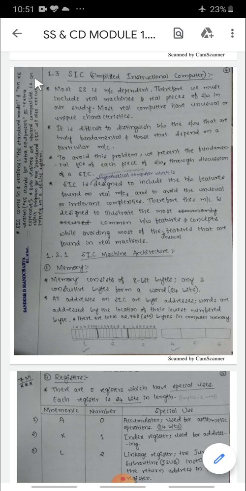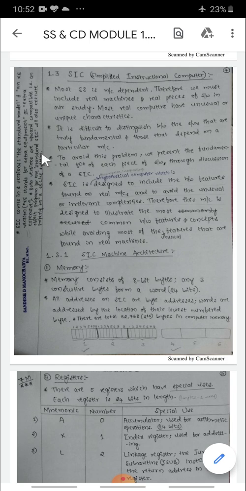Upward compatible is nothing but any object program, or any translated program converted from high level to low level, for the standard SIC will also execute properly in a SIC XE system also. Because of this feature only, these two machines are called upward compatible.